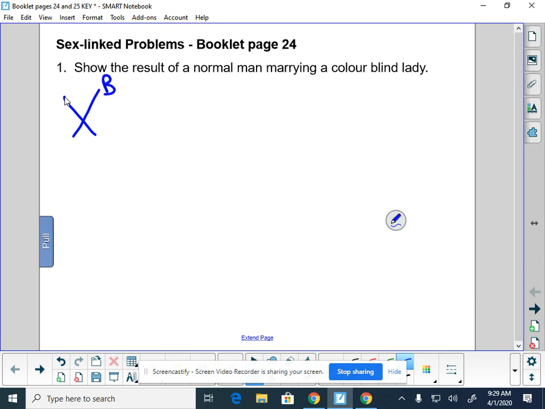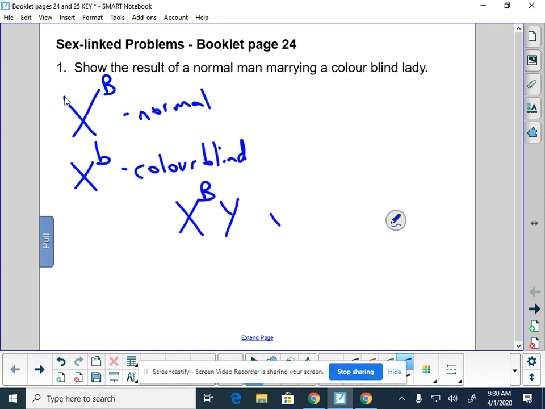So we know that being colorblind is a recessive sex-linked disease. So having a capital letter means you have normal vision, and X lowercase b means you are colorblind. I picked letter B just arbitrarily. Whatever letter it is doesn't matter. B is a good letter. So a normal man means he's not colorblind, crossed with a colorblind lady, X little b, X little b.